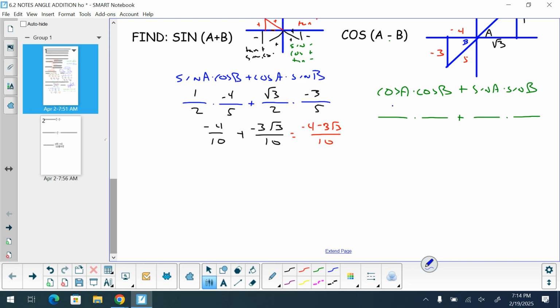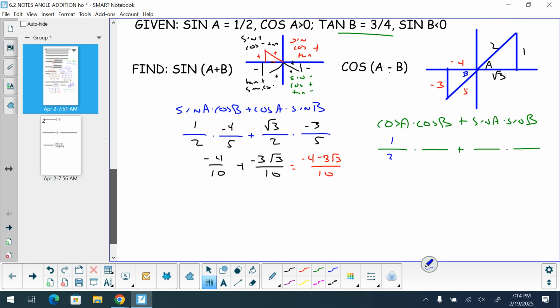Cosine of A is square root of 3 over 2. Cosine of B is -4/5. Sine of A is 1/2. Sine of B is -3/5. Combining, we get -4 square root of 3 over 10 plus -3 over 10. So we have -4 square root of 3 minus 3, over 10.